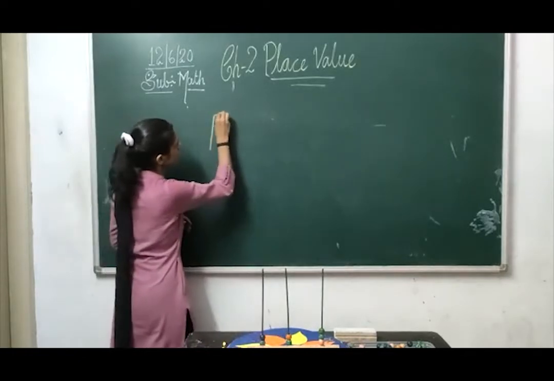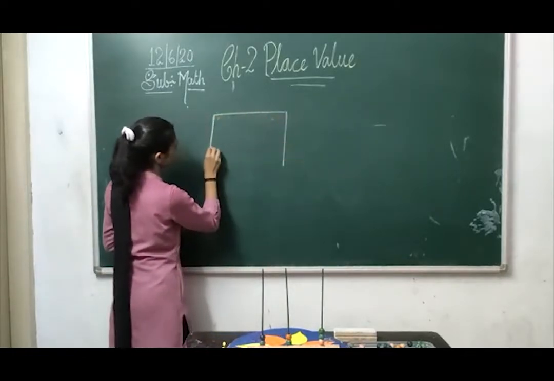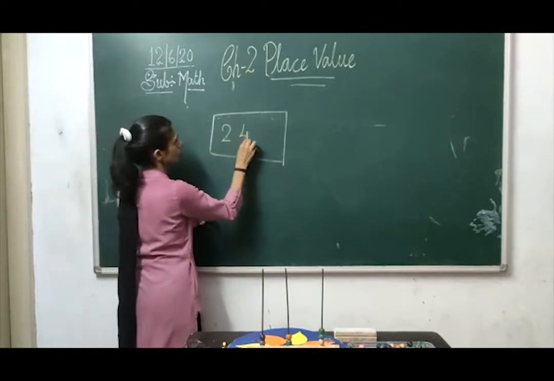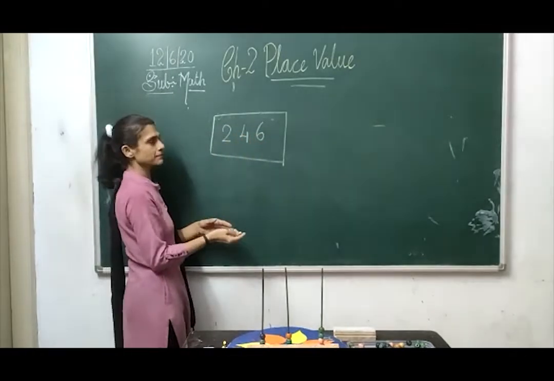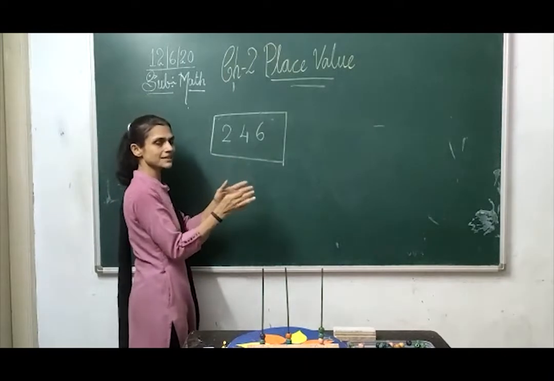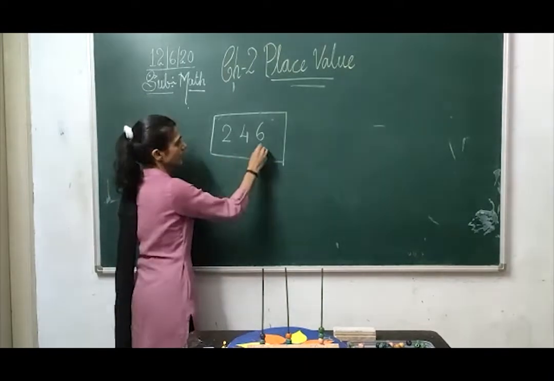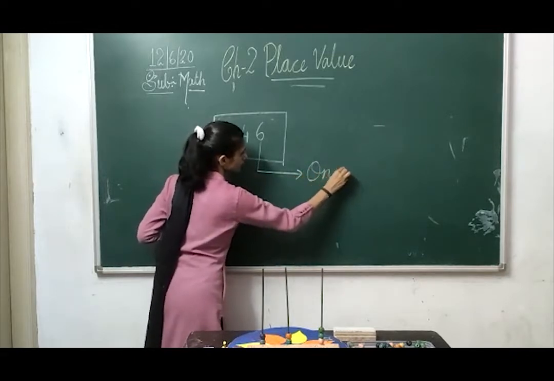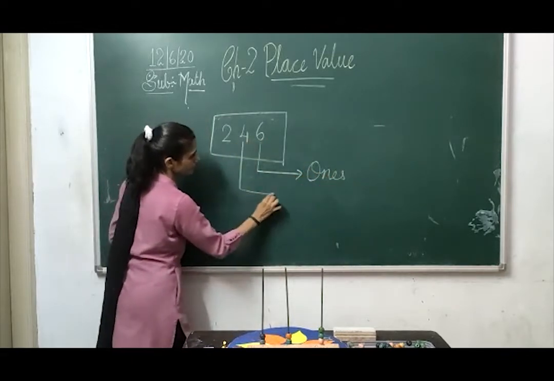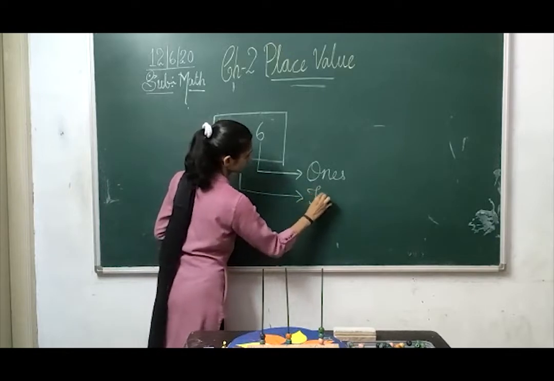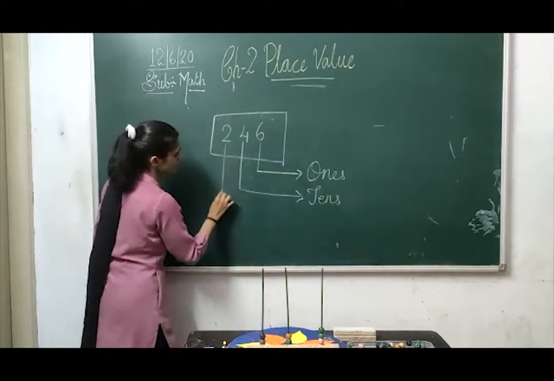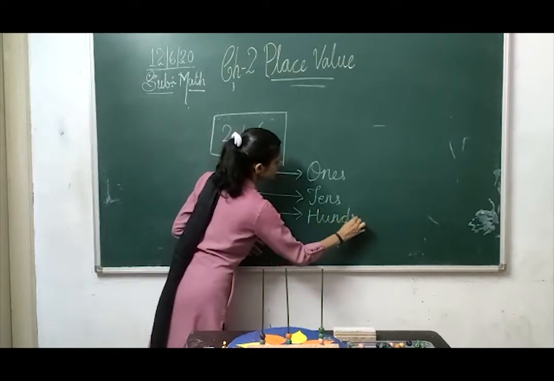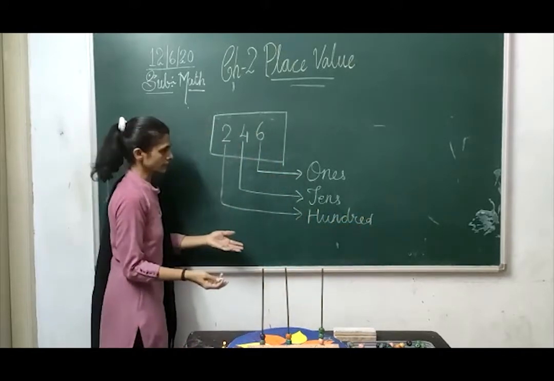We can make a box over here. We can make a box like this. And if I want to write 2, 4, 6, and I want to find the ones place, tens place and hundreds place, how should I find? I should write like this: I make an arrow and write ones. First one is ones. Then I will write tens. And this one is hundreds. You can write like this also. You can find this answer like this also. Both ways you can write it.